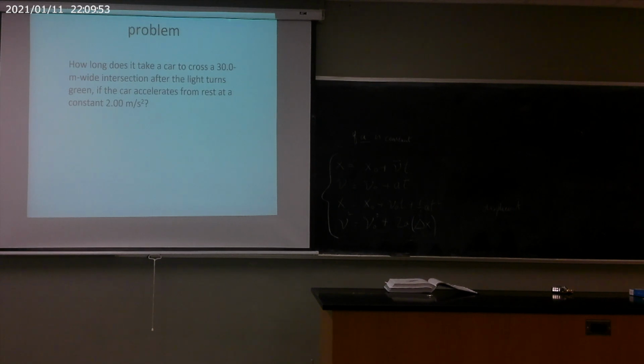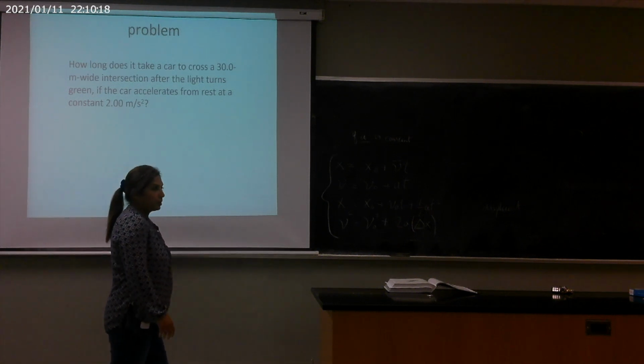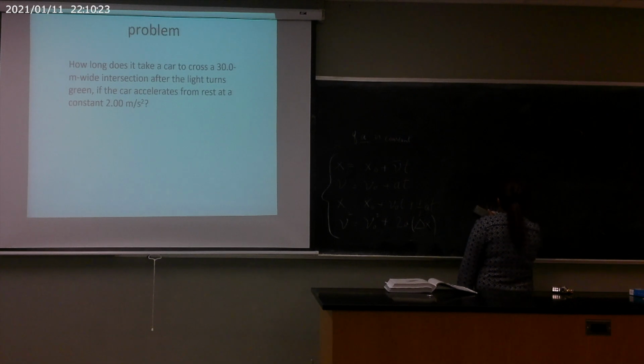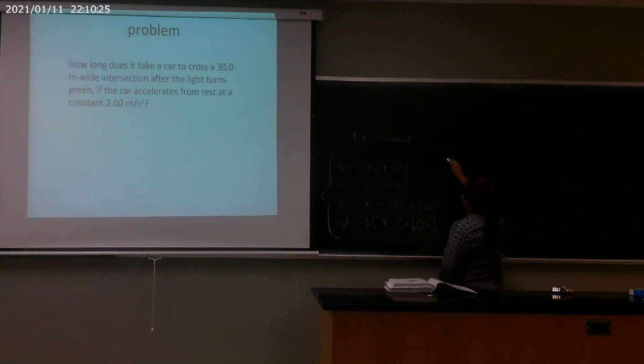Now let's go back to this problem. How long does it take a car to cross a 30-meter wide intersection after the light turns green if the car accelerates from rest at a constant 2 meters per second square? What information is given? Let's go through it together. So what is the given information to you?